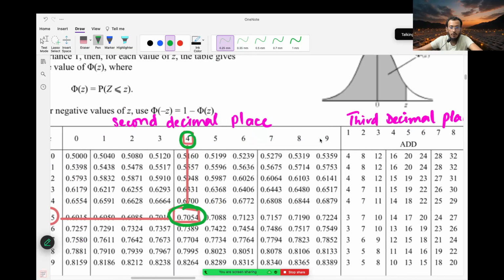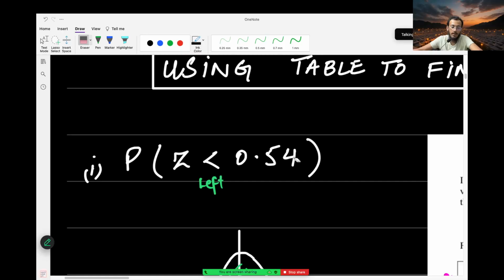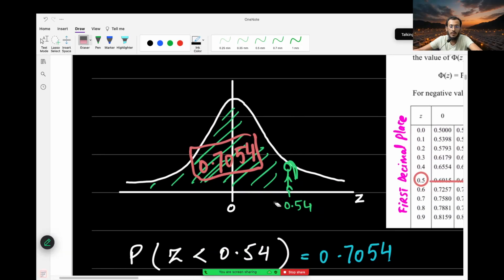0.5, this is 0.4, and this is the third decimal place. We were not provided with the third decimal place, so we will not see it here. But I think you understood how.